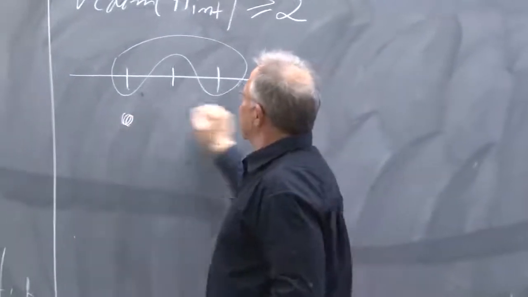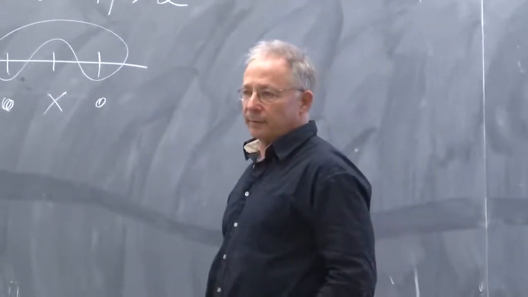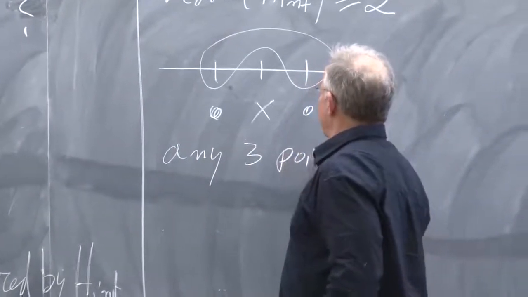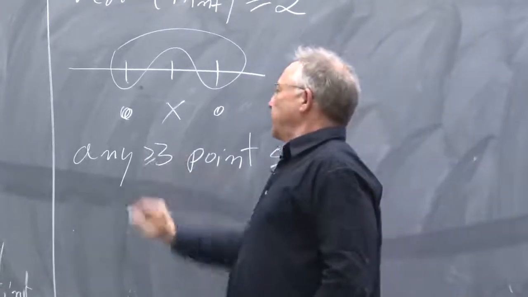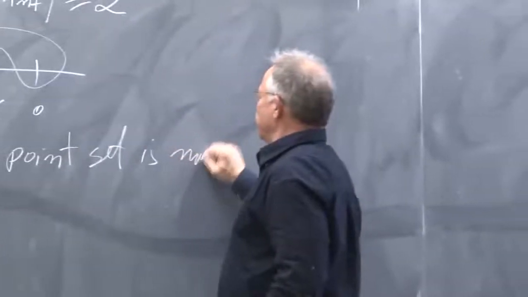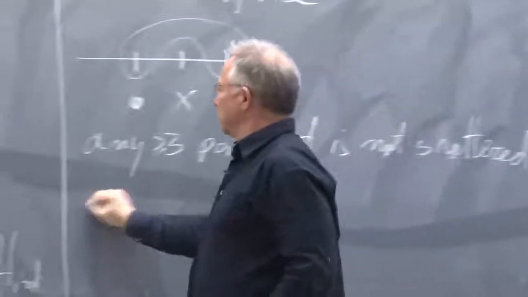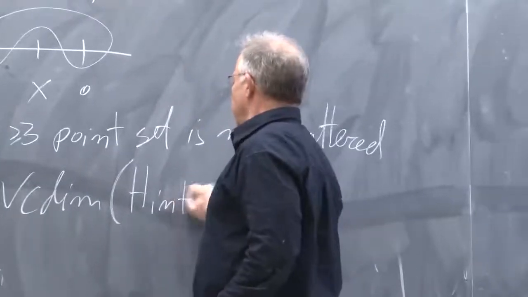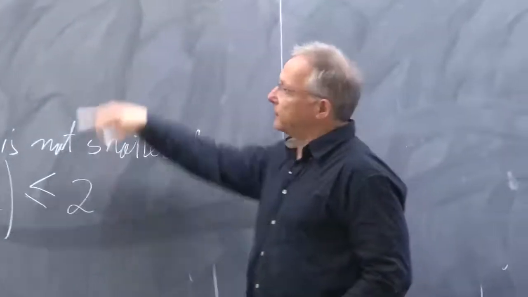So this pattern is not realizable by any interval. So any 3-point set, or any set of size greater or equal than 3, is not shattered. So the VC dimension of H interval is at most 2. So it's at least 2, at most 2. The VC dimension of intervals is 2.